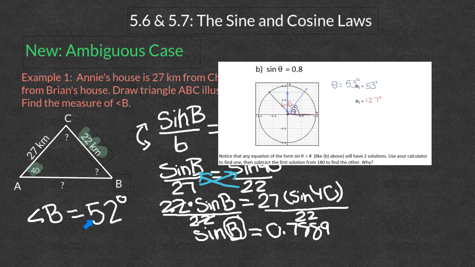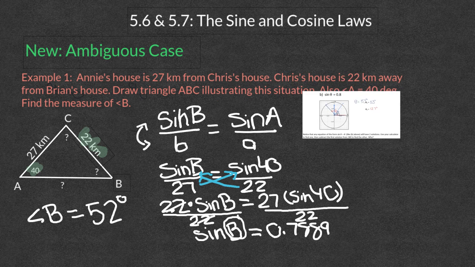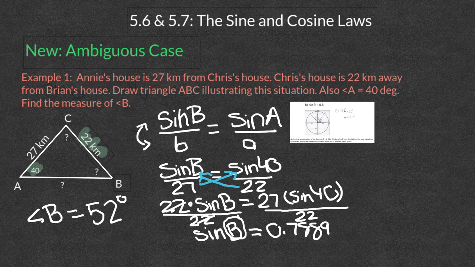So we have an ambiguous case here because we had this positive value for sine, 0.7889, and because we did not have a contained angle. The angle we were given was not contained. The contained angle would have been right here. We did not have the contained angle. So let me just shrink this out of the way a little bit here.